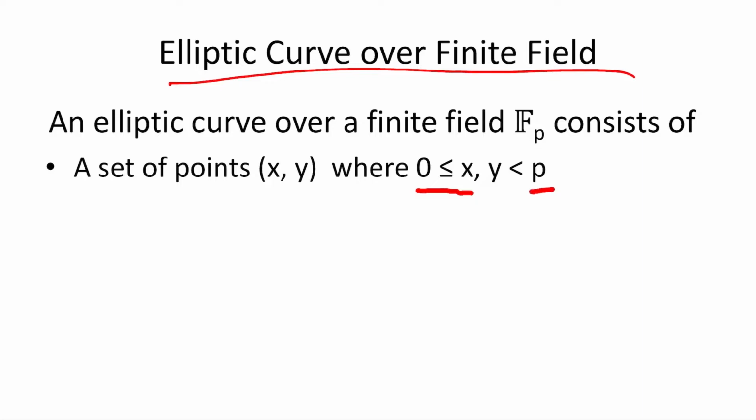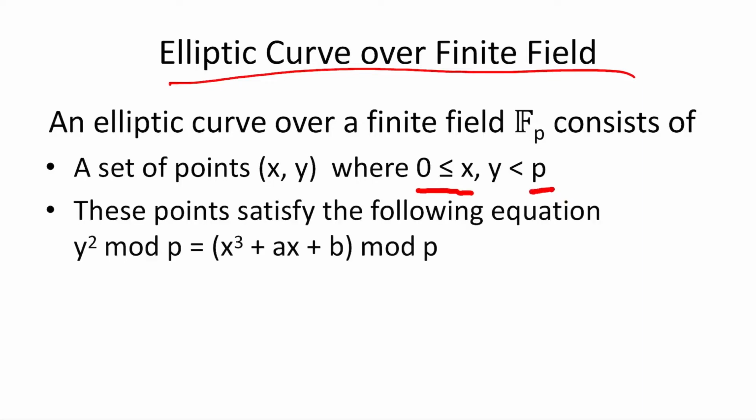So which points to include in this finite field? These are all the points that satisfy the following cubic equation. We have y squared mod p equal to x³ plus ax plus b mod p. So the only change that we have made now is the addition of this mod p.